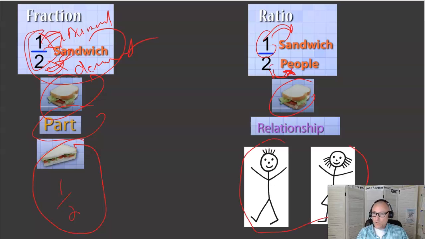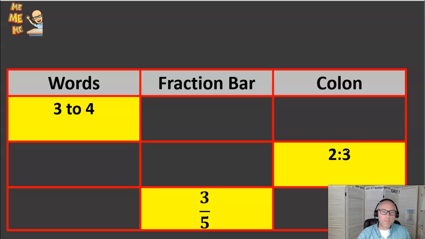But coincidentally, if you did have this ratio and you divided it evenly, how many sandwiches would each person get? Oh, you guessed it, half a sandwich each. Can I draw half a sandwich? You get half a sandwich. They did kind of like that triangle half thing. Here we go. Words, 3 to 4. Fraction bar.